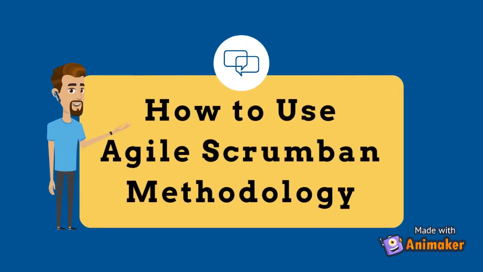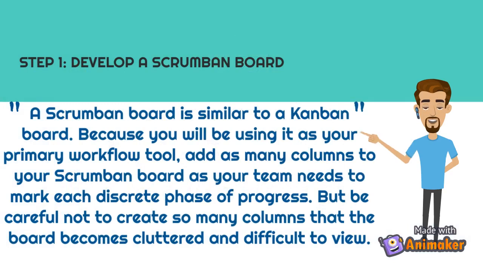Next, we're gonna talk about how to use the Agile Scrumban methodology. Step 1. Develop a Scrumban board. A Scrumban board is similar to a Kanban board because you will be using it as your primary workflow tool. Add as many columns to your Scrumban board as your team needs to mark each discrete phase of progress. But be careful not to create so many columns that the board becomes cluttered and difficult to view.